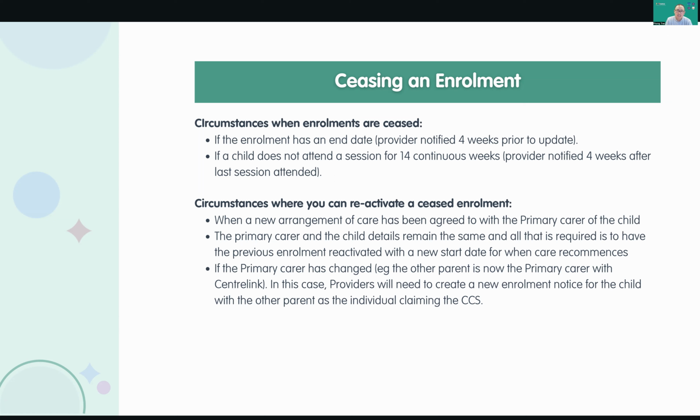Now, if the child starts attending the service again after 14 weeks or more, the provider will need to re-establish the CWA with the individual and submit a new enrollment notice. What that means is you just need to reactivate the ceased enrollment for them to start receiving their CCS again. It does go back through the process of the primary carer needing to go back into MyGov and approving that enrollment or confirming that enrollment.